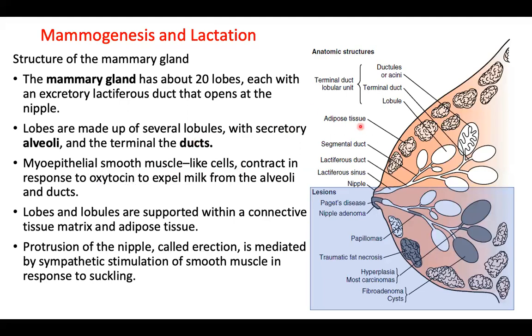And then, they're just telling you that surrounding these lobules are going to have some tissue matrix, some fat. This is also kind of interesting, that in response to sympathetic stimulation, there's protrusion of the nipple, and this helps the baby suckle.